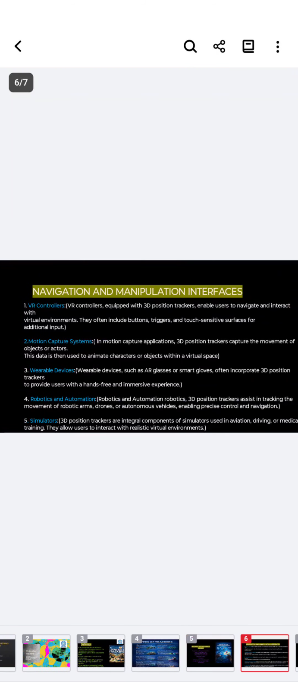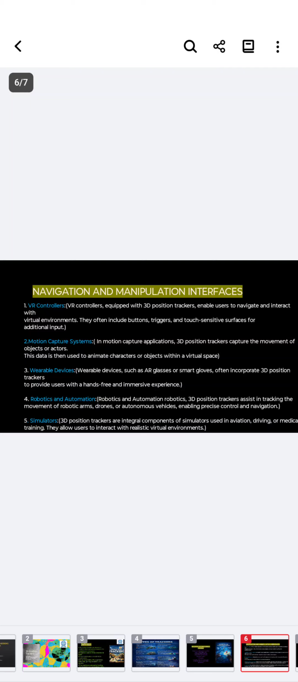So the navigation and manipulation interfaces for applications. This slide explains where and how the navigation and manipulation interfaces are used, especially with the help of 3D position trackers. Now the first one is VR controllers. VR controllers are handheld devices equipped with 3D position trackers. They allow the user to move, point, grab and interact with the virtual environment. Controllers include buttons, triggers, joysticks and touchpads. For example, moving inside a VR game or selecting a virtual object.